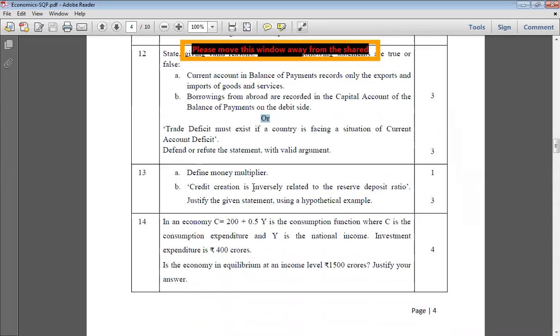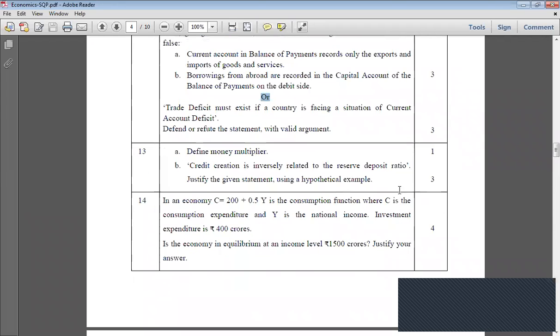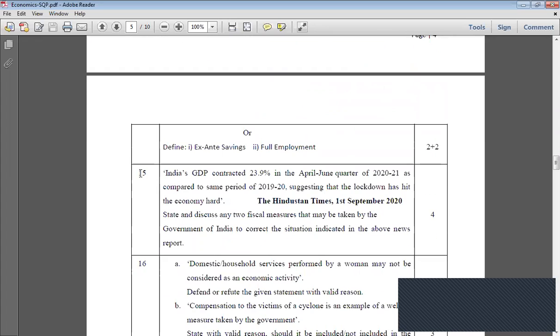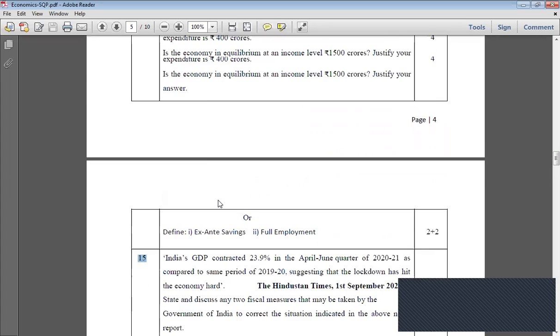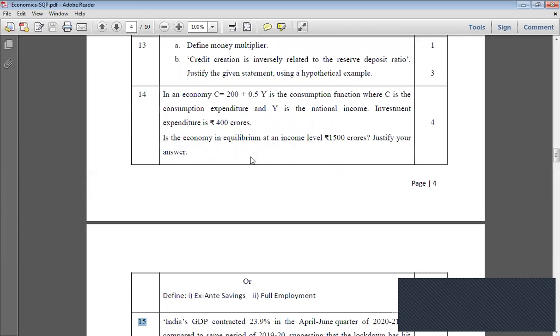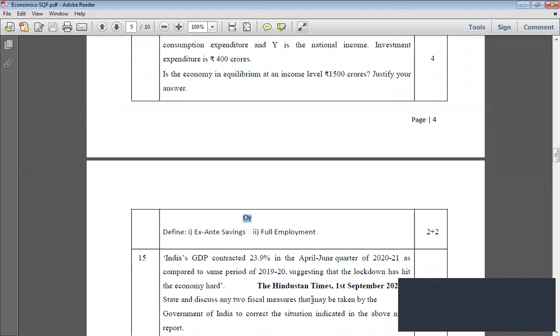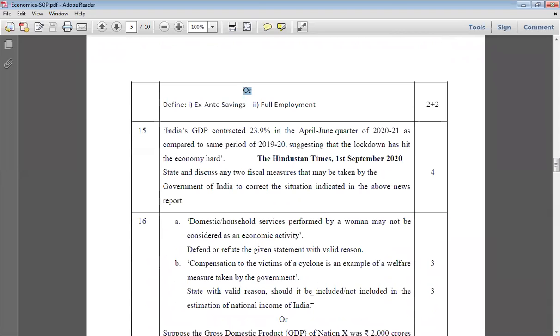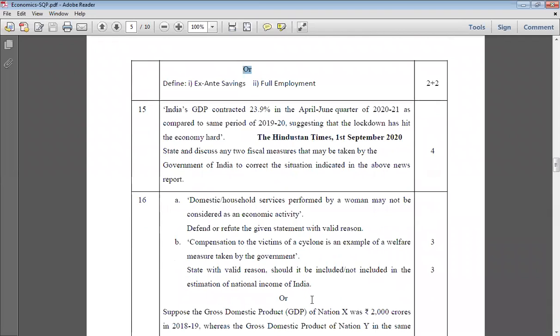So our 2 3-marks are done. Then the remaining 3 4-mark questions are there. 13 is your first 4-mark question, 14 is your second, and 15 is your third. In question number 14 alone, there is an either-or choice. You can go for this problem, or else you can explain about ex ante saving of full employment. So among 3 4-marks, you will get one either-or choice.